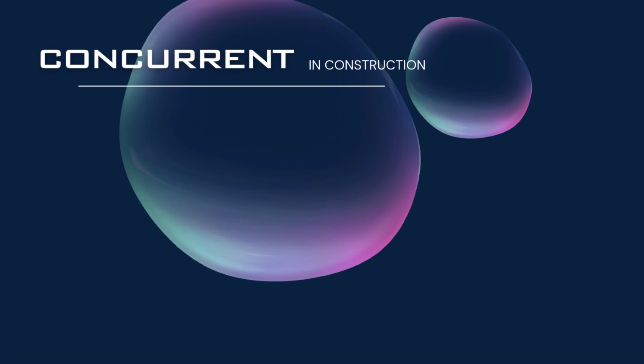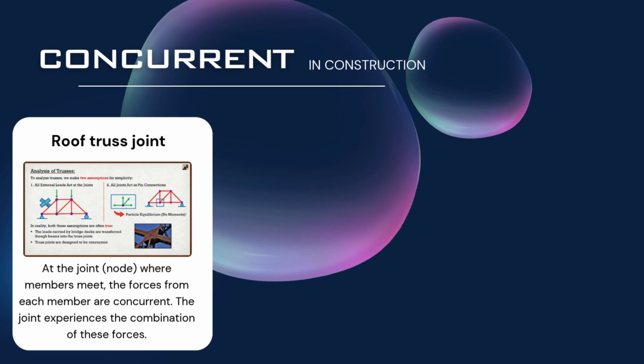Now, let's explore three real-world examples of concurrent forces in construction. Example 1. Roof truss joint. At the joint of a roof truss, multiple structural members meet. Each member applies a force toward or away from the joint. These forces converge at the connection point where they balance each other to stabilize the structure.